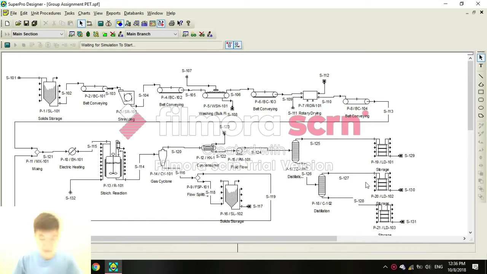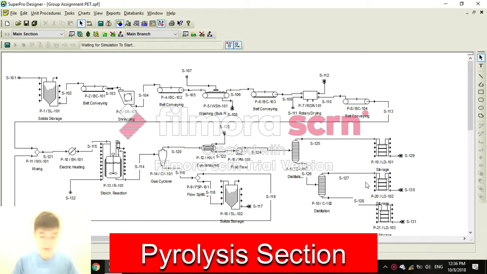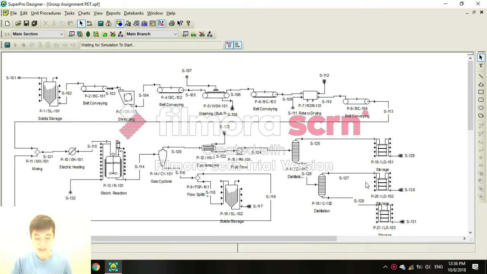I'm going to talk about the pyrolysis section. In this section, the PET will react with the inlet, and then we will get syngas, which consists of carbon monoxide, hydrogen, methane, carbon dioxide, and also nitrogen. We will also get pyrolysis oil, which is anthracene, benzoic acid, biphenyl, diphenylmethane, as well as benzophenone, and also a solid, which is the char, in this case carbon.